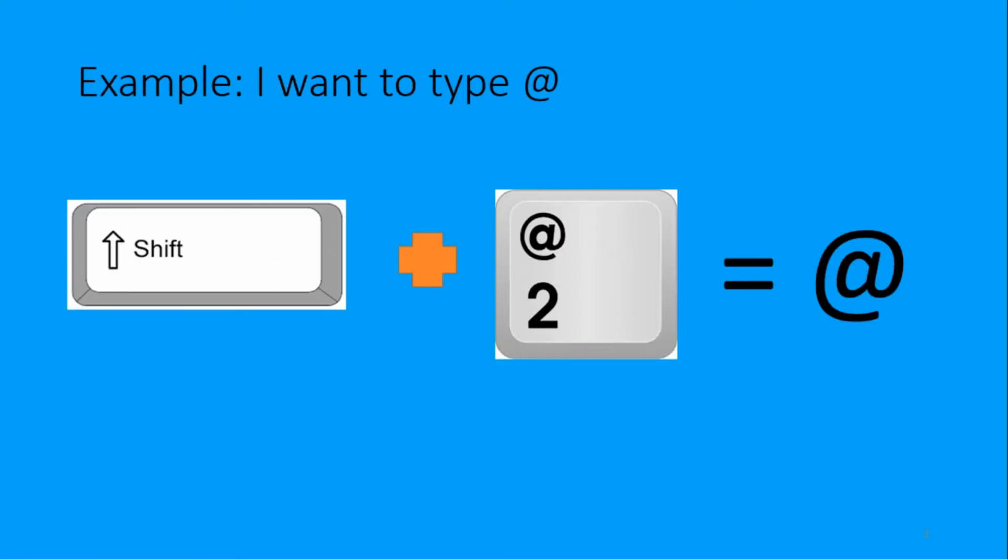Now let's continue with another example. I want to type the symbol at. This symbol is found on key number 2. Therefore, to obtain this symbol, you press the Shift key and number 2 together: one finger on the Shift key and another finger on number 2.